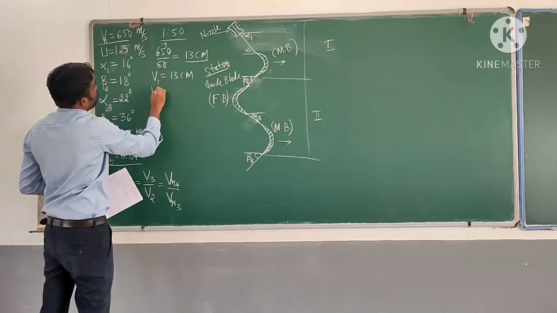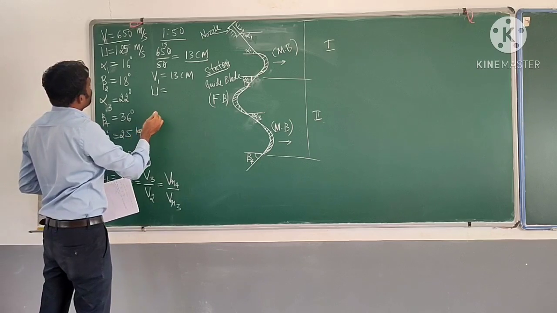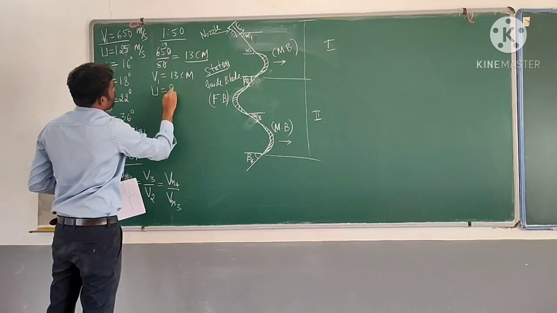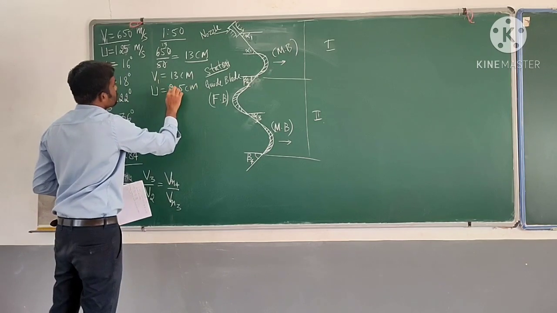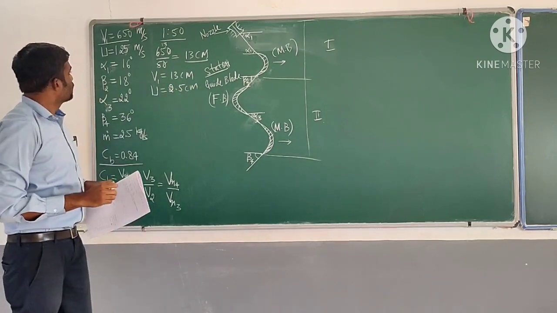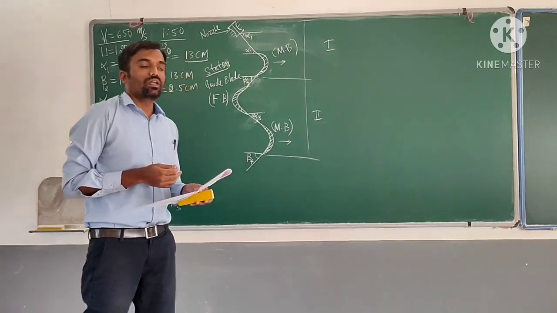Further, you can convert U also, which is 125 divided by 50. It comes out to be 2.5 centimeter. Okay, so now we have to decide the starting point of the problem.